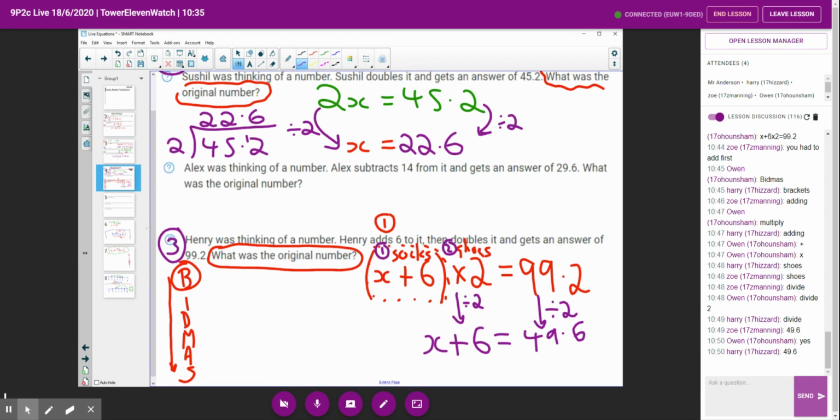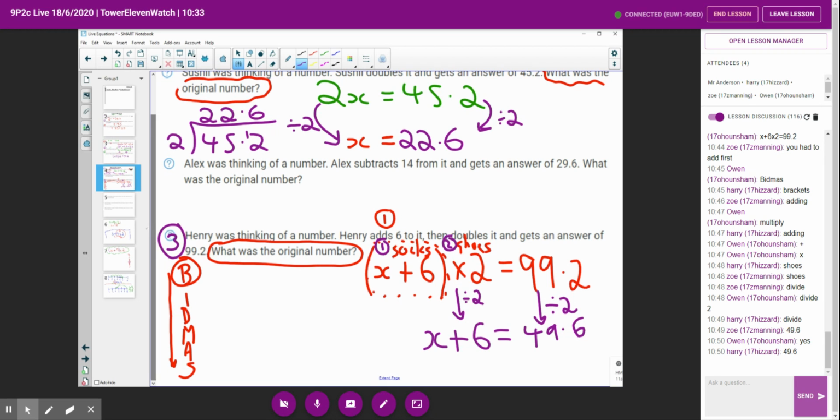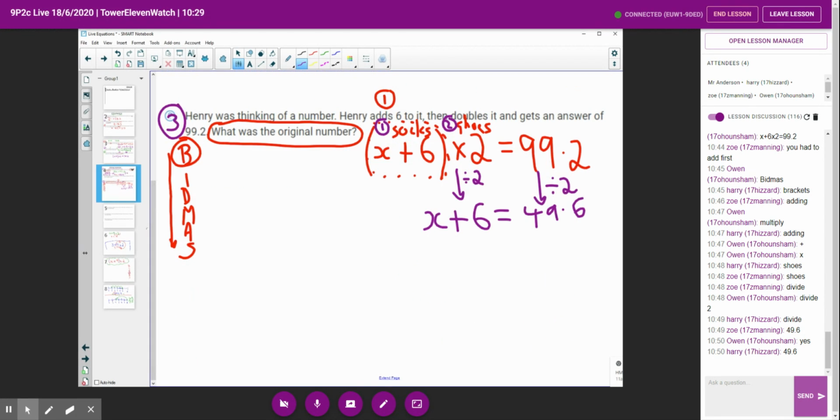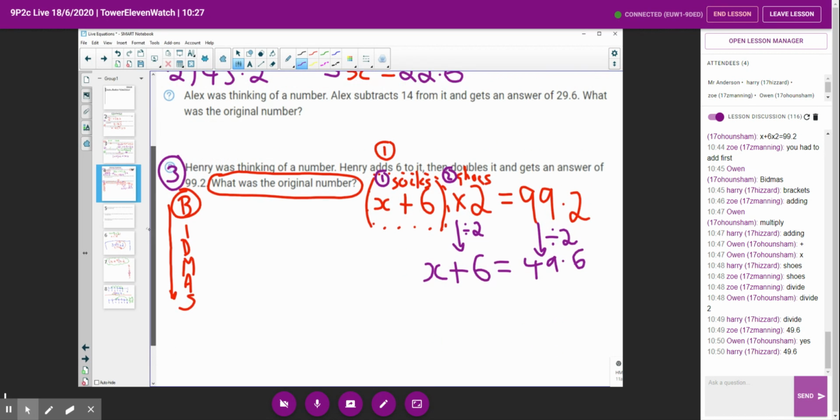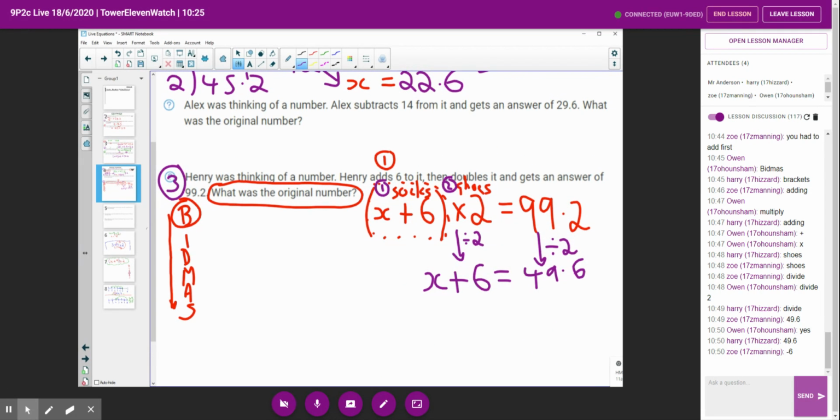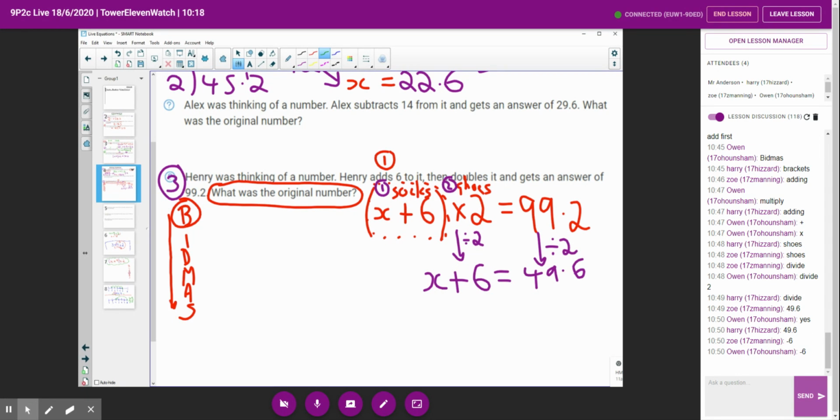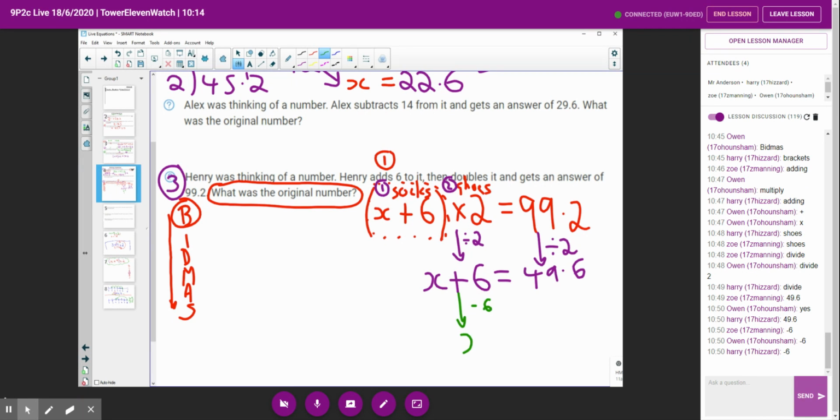So, guys, what are we going to do? What's our last step in order to get rid of that last point? So we need to get rid of the plus 6. Zoe's ahead. Well done, Zoe. Brilliant. We need to subtract the 6. Good. Well done, Owen. So subtract 6. Well done, Harry. That gets me x equals.